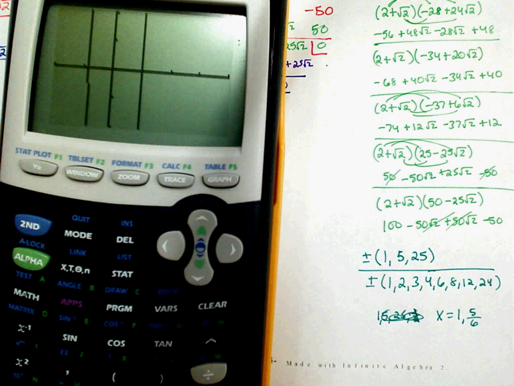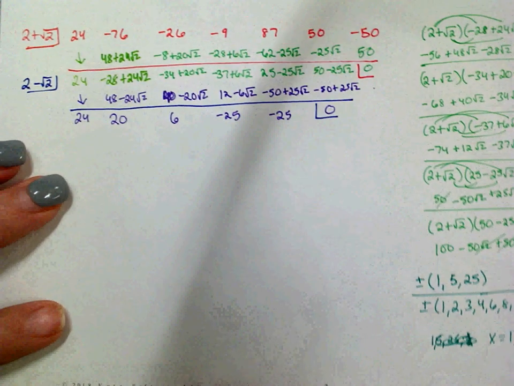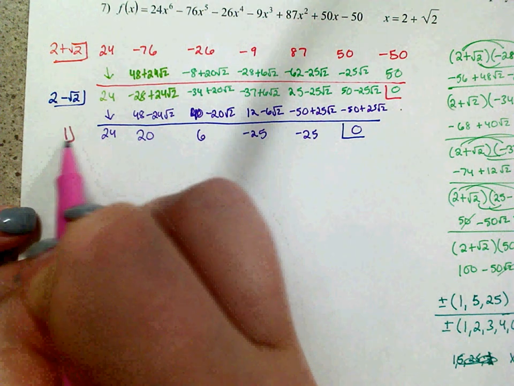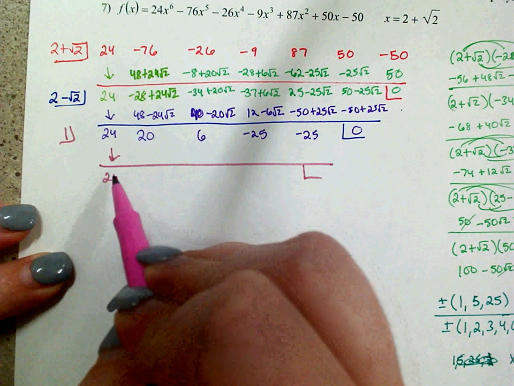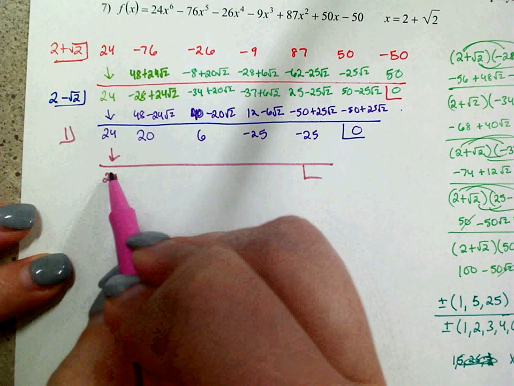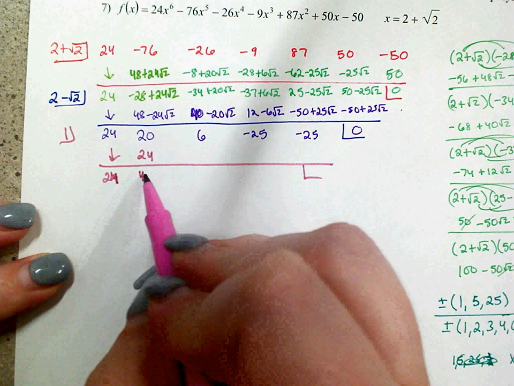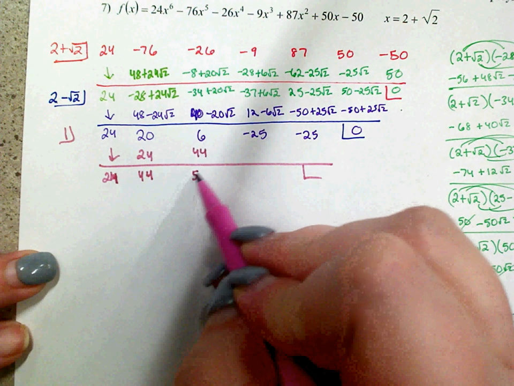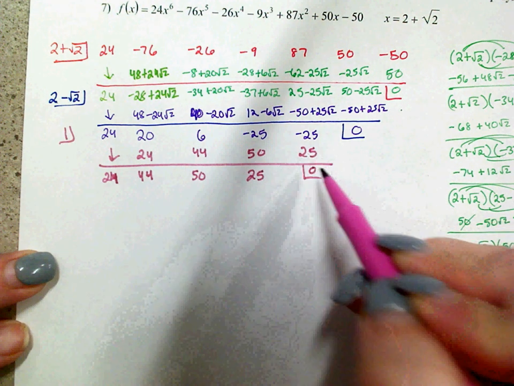So let's divide out the 1 first, because that's easier. Drop the 24. 1 times 24 is 24. That's 44. That's 44. That's 50. 50. 25. 25 and 0. So 1 does work. And now we're going to do negative 5/6.